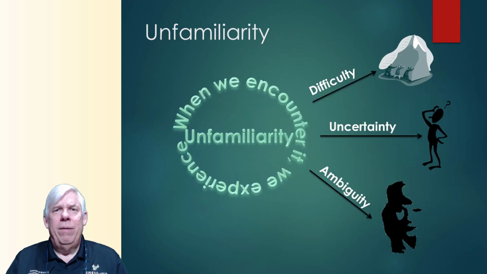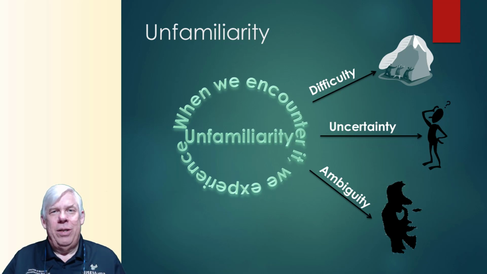The bottom line of this is that experienced complexity is largely driven by unfamiliarity. The less familiar the task, the more likely we are to experience it as being difficult, the more likely we are to experience uncertainty, and the more likely we are to experience ambiguity. How do we interpret the information that's coming in? For example, is this someone playing the saxophone, or is this an image of a young lady?